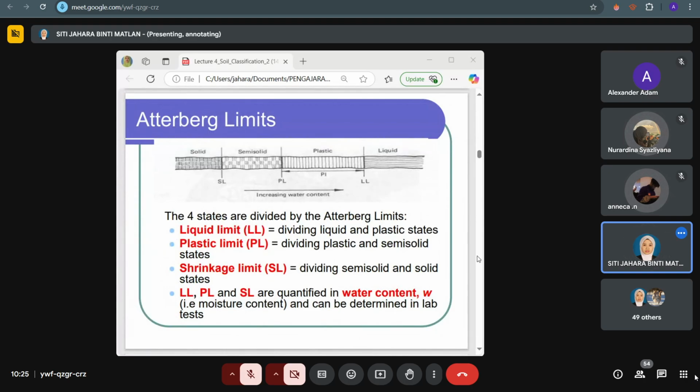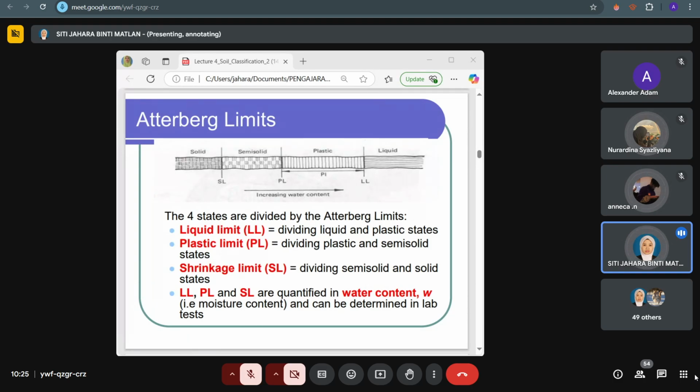Okay, kalau ada soalan tanya, if you have question you can ask. So now let's look at how we define the transition between the soil consistency states using Atterberg limits.